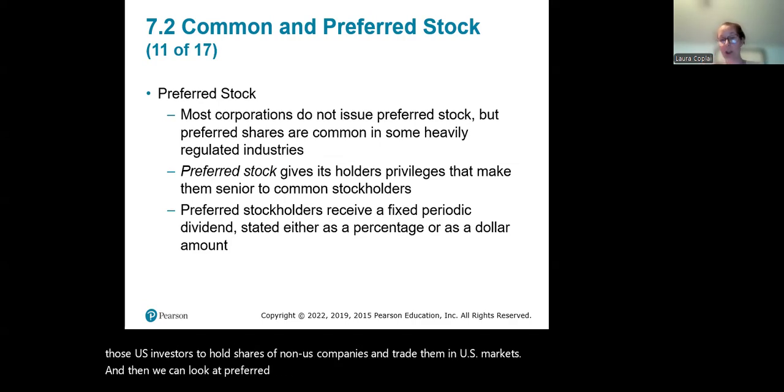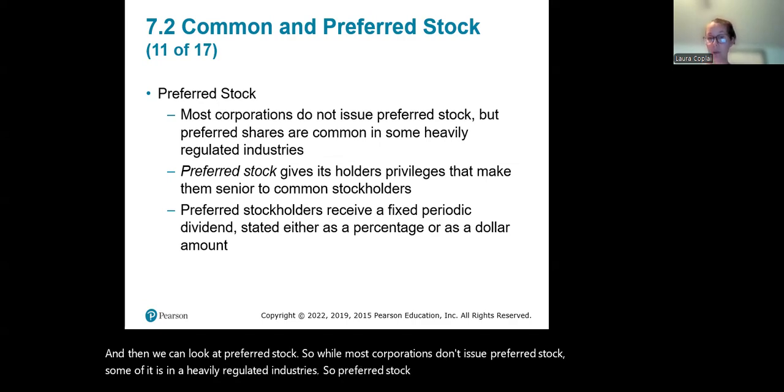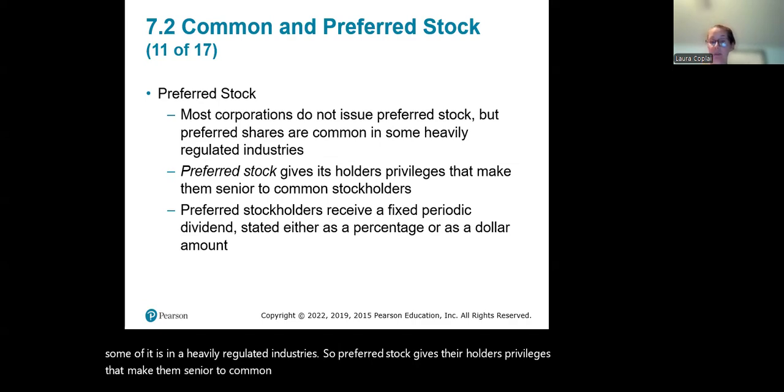So while most corporations don't issue preferred stock, some in heavily regulated industries do. Preferred stock gives its holders privileges that make them senior to common stockholders. They receive periodic dividends that are fixed, and either they are a percentage or a dollar amount.